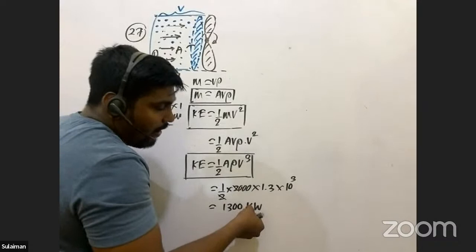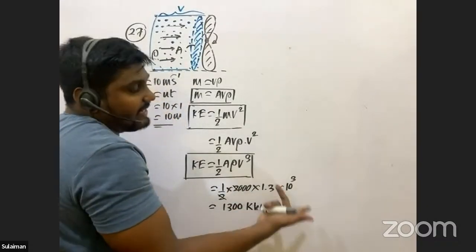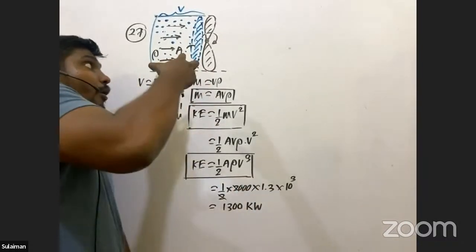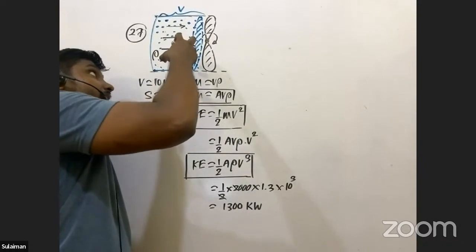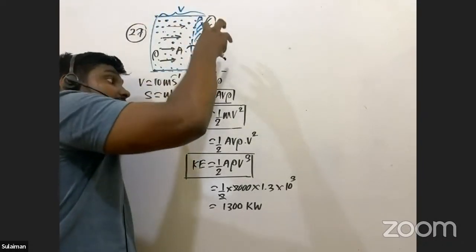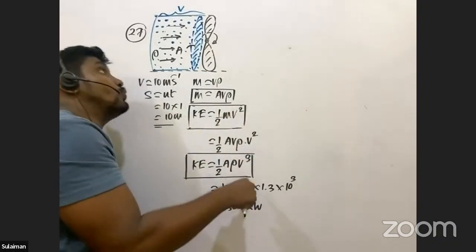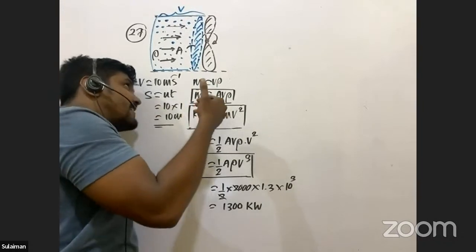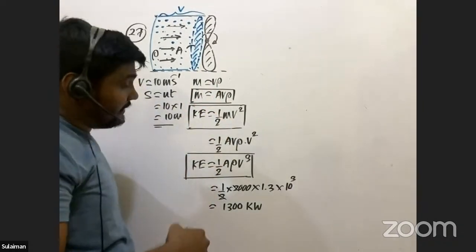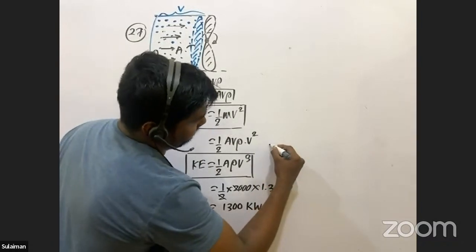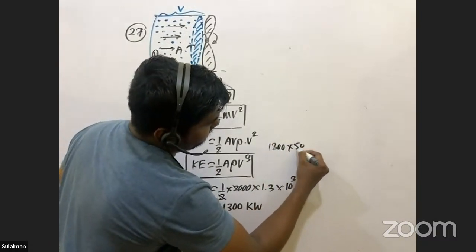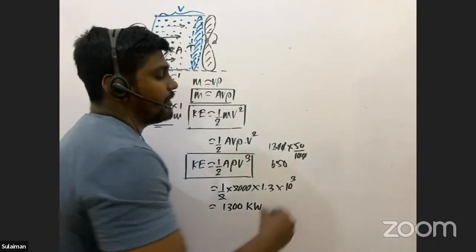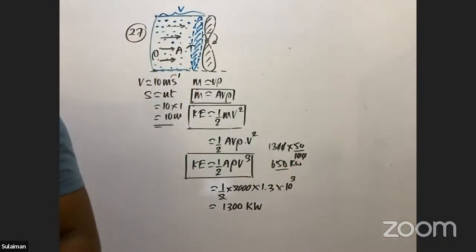This much. But we know only 50% of this kinetic energy is converted to electric energy. Now, what is the electric power produced? Every 1 second, air particles collide on the blades with a kinetic energy of 1300 kilojoules, but only 50% is converted to electrical energy. Then every 1 second, what is the electric energy produced by the turbine? 50% of 1300 means 650 kilowatts. Hands up who understood? Understood.